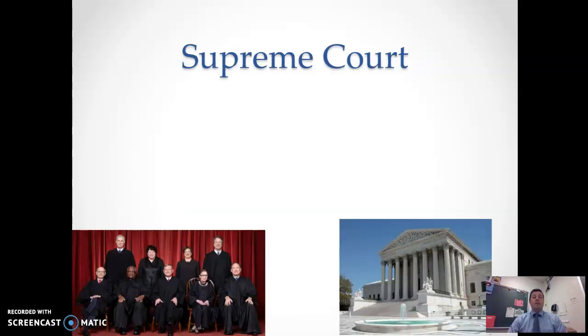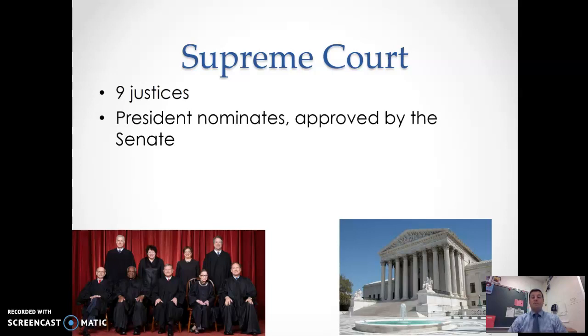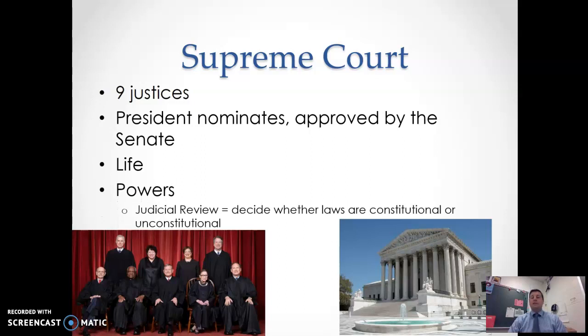Supreme Court, judicial branch of the United States government, 9 of them at a time, 9 justices. The president nominates, but the Senate gets to confirm those appointments. They serve for life in the hopes that they won't be super political in nature. And their powers, the main one that we want to consider for this is judicial review.